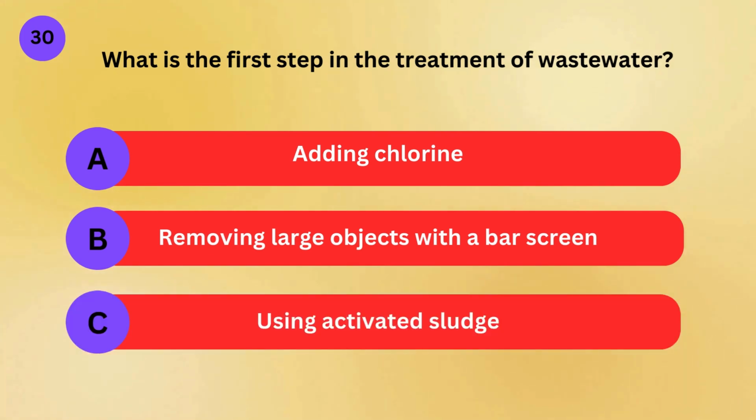What is the first step in the treatment of wastewater? Adding chlorine, removing large objects with a bar screen, using activated sludge.